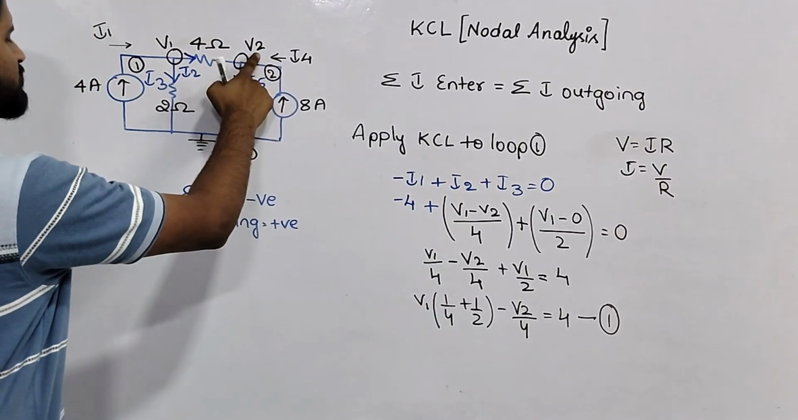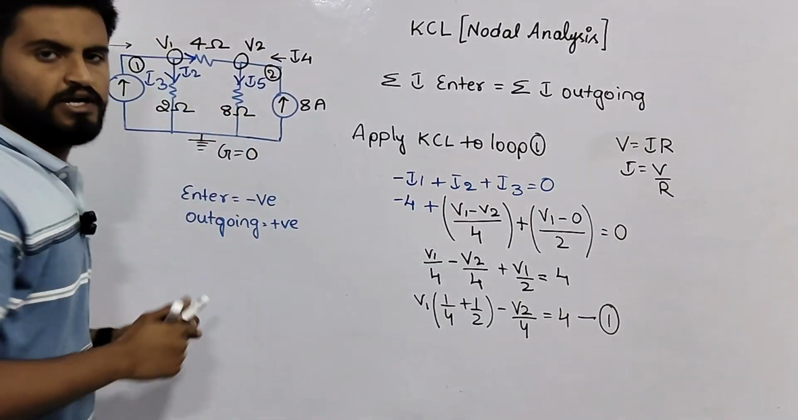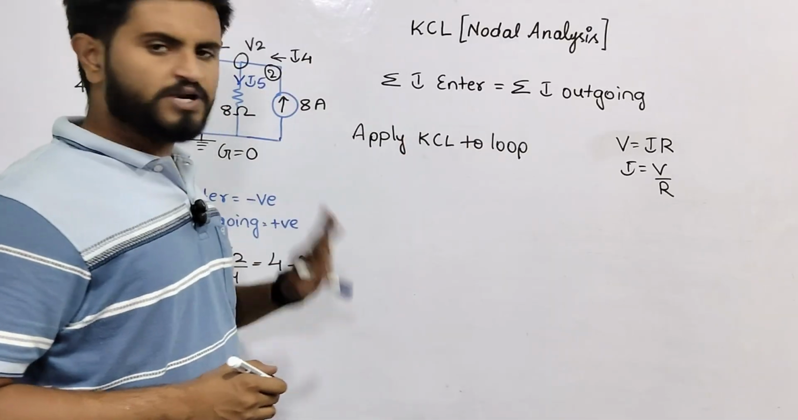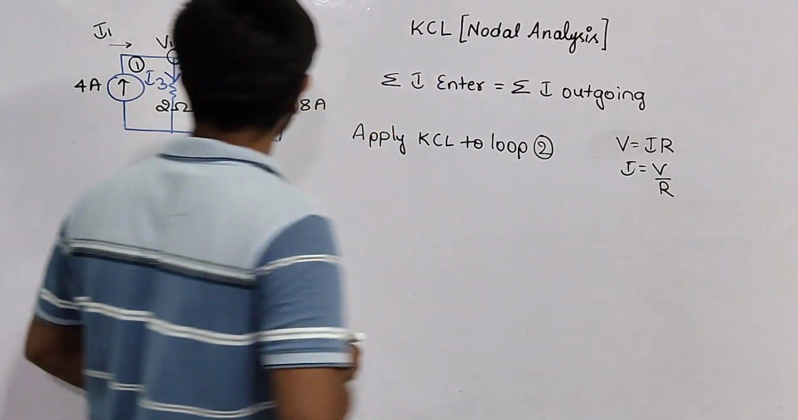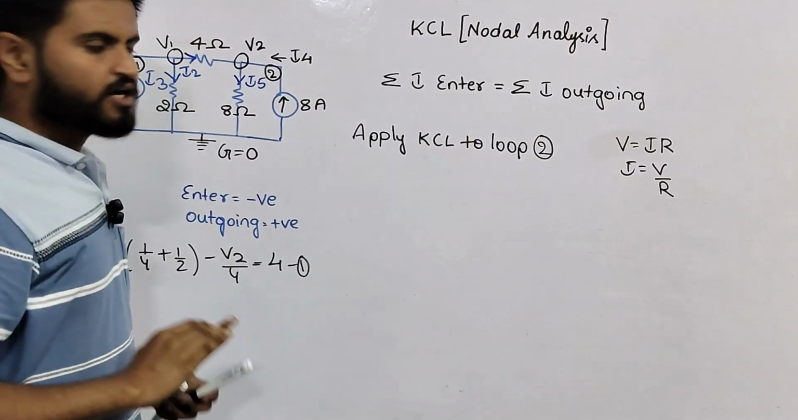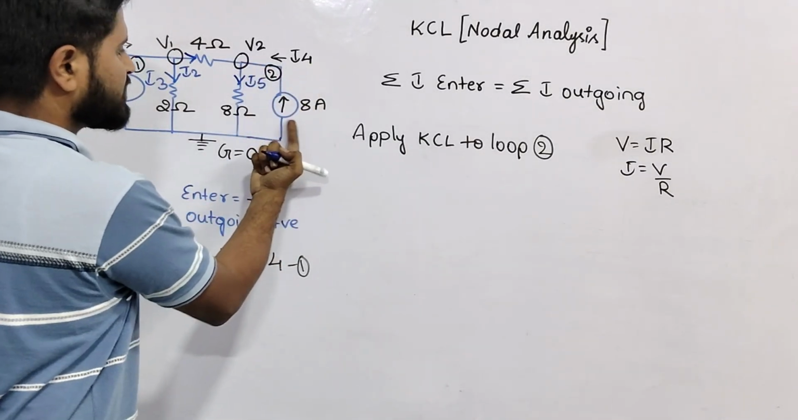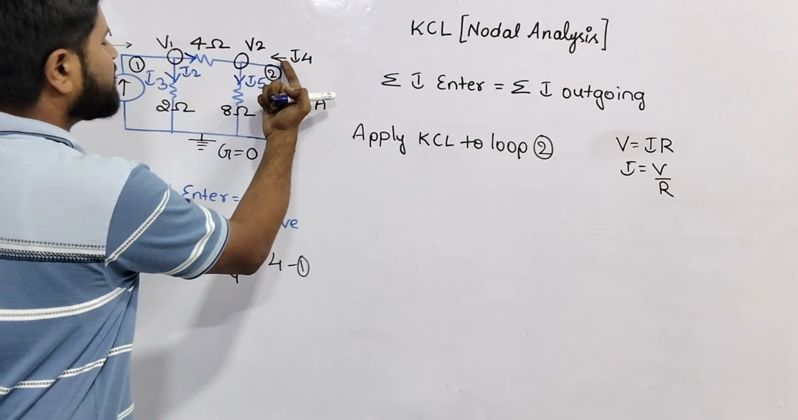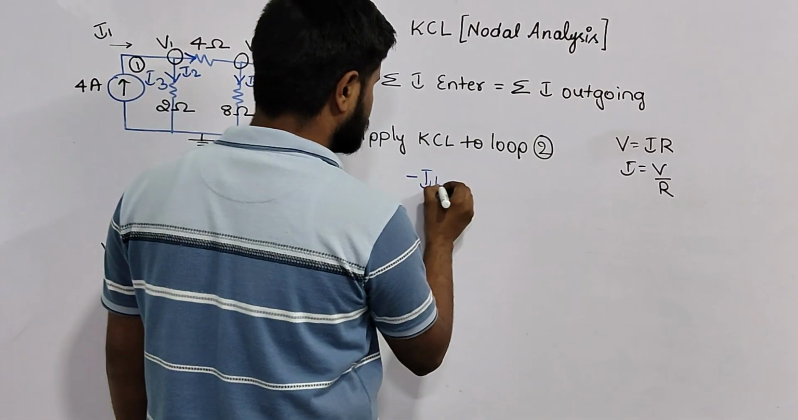So again we must create the equation for V2 and let's find the values of V1 and V2 respectively. Now let's apply KCL, that is Kirchhoff's current law, for loop number 2. Loop number 2 is used for the V2 voltage. Now if you see here, current I4 is entering. It is the current source which has been given. I4 is entering the node, so entering means minus I4.